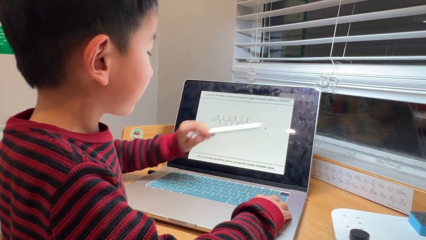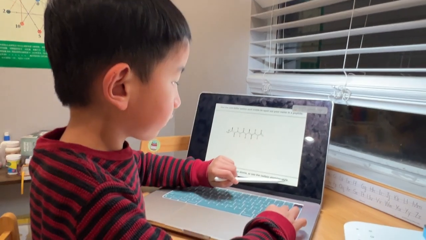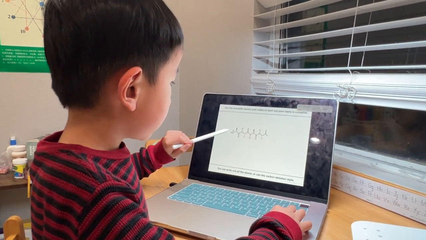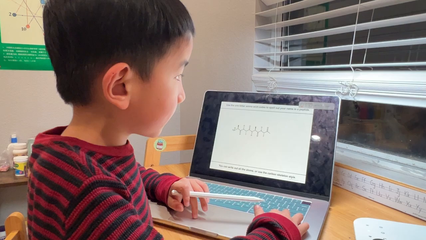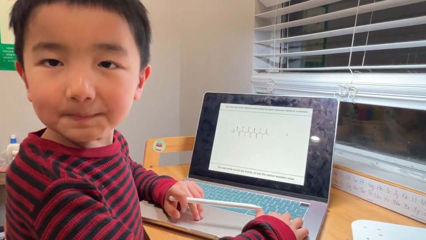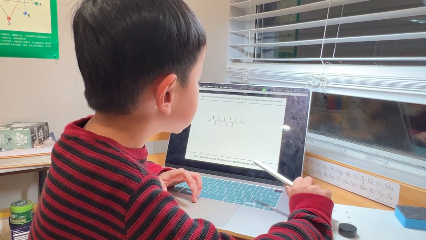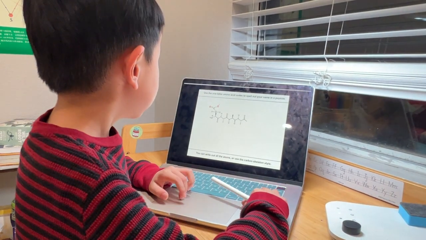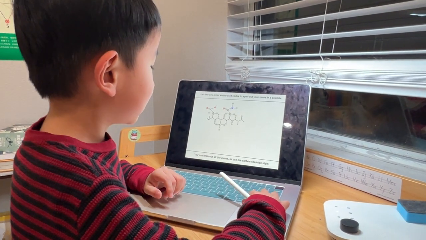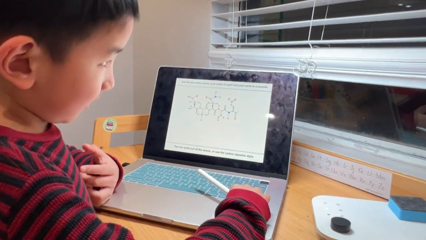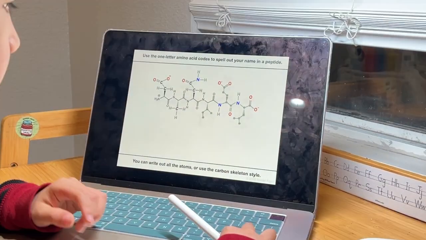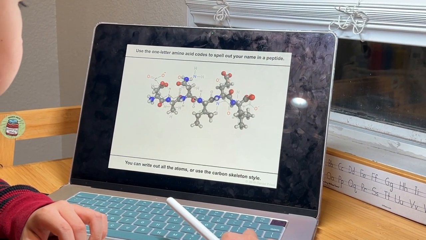This is just a name in the book. You can write out the other atoms or use the carbon skeleton instead. This is the carbon skeleton. I think we talked about that in the flavor molecules. So that's spelling it. That's not spelling my name, okay? You can extend it just in case, and here's the 3D model.